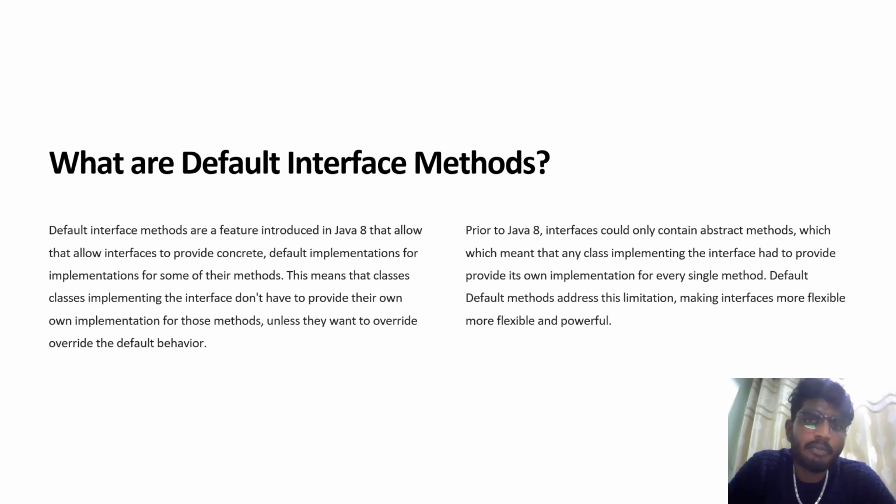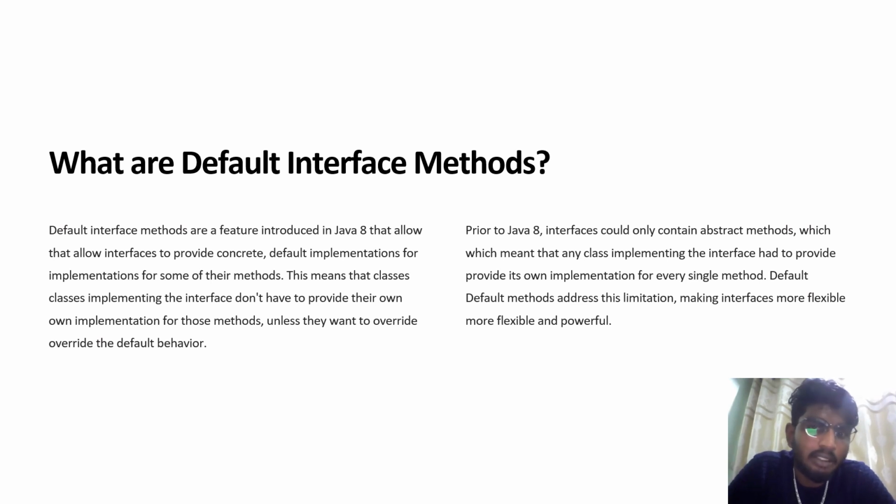What are default interface methods? Default interface methods are a feature introduced in Java that allow interfaces to provide a concrete default implementation for some of their methods. This means that classes implementing the interface do not have to provide their own implementation for those methods unless they want to override the default behavior.